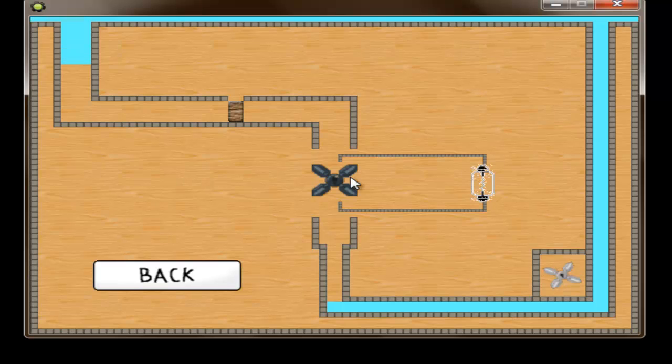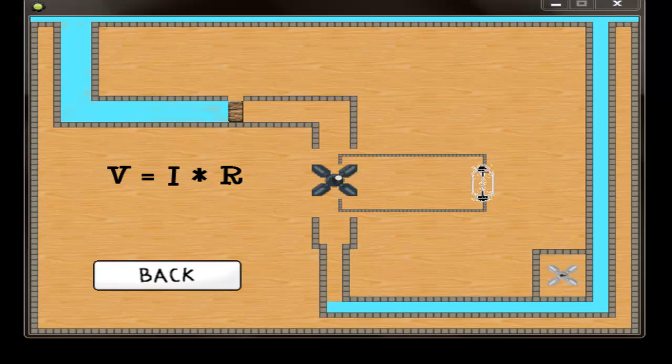This is stage 1 of the project. Our aim is to light the bulb in the circuit. Here you can see that this is the resistance slab, this is the turbine which moves when water hits it, and this is the bulb in the circuit that is to be lit. This formula V equals IR is Ohm's law.